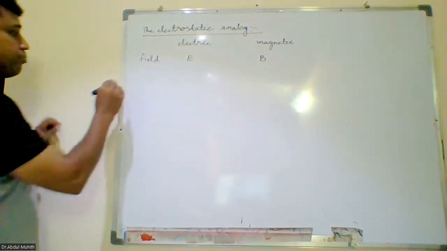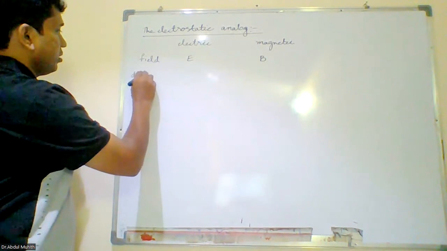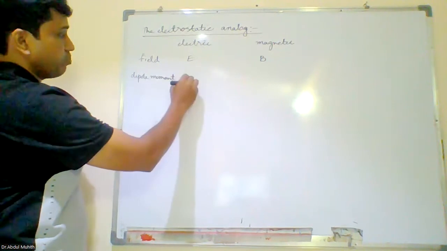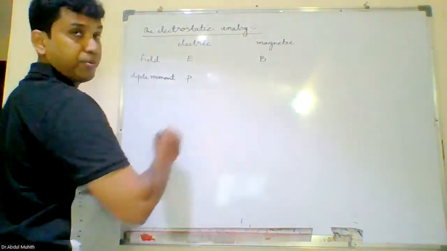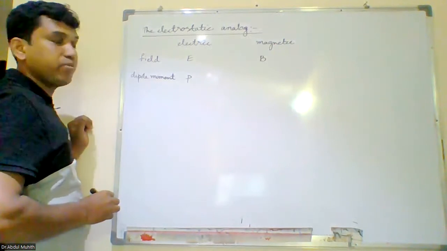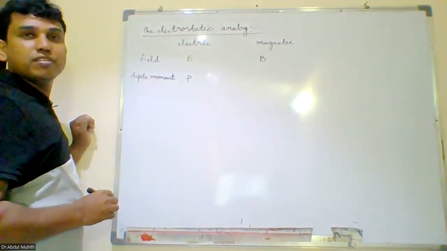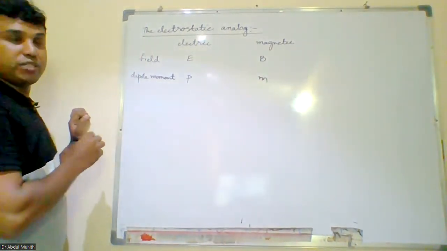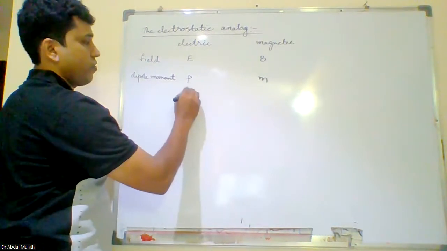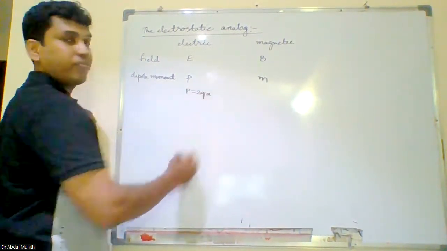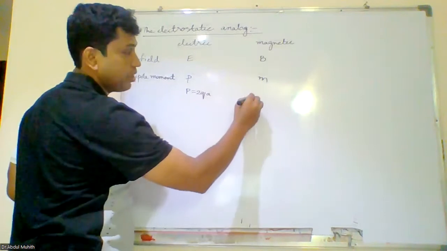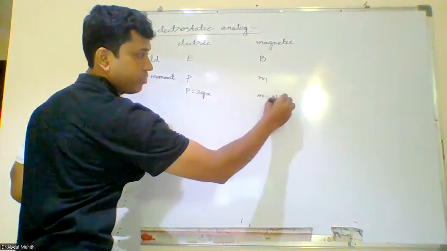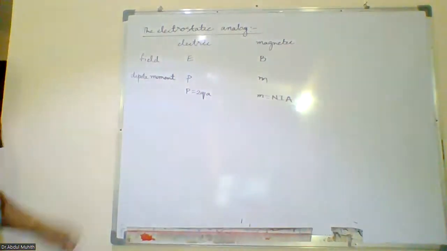Next is dipole moment. In case of electric dipole, the moment is P. Magnetic dipole moment, or magnetic moment, is M. Very good. What is the formula for P in electrostatics? P is equal to... What is the magnetic moment formula? M is equal to NIA. Very good. Just now we did, no? M equal to NIA.